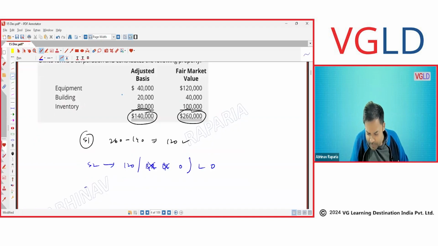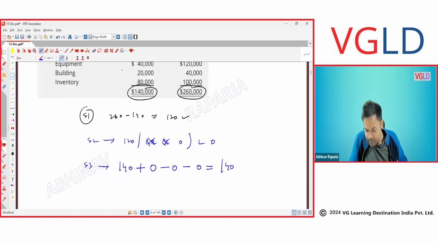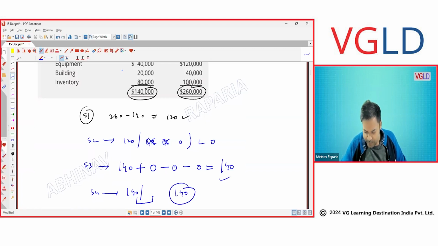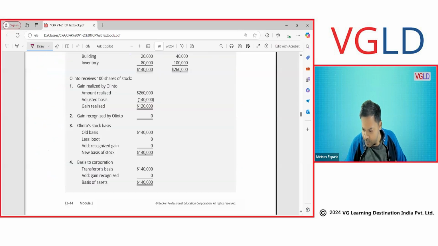Absolutely correct. Step number three, net book value, which is 140 plus recognized gain 0 minus boot received 0 minus liability 0. So 140. Correct. Lastly, net book value plus there is no loan. So automatically answer is 140. Correct. See, same question we have done. Step amount realized. Step one. Step two. Step three. Step four.